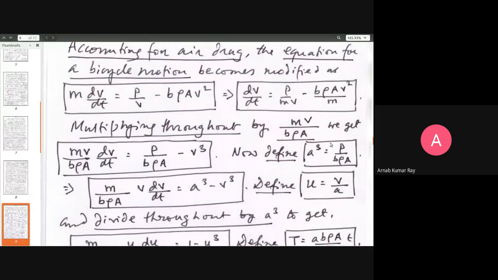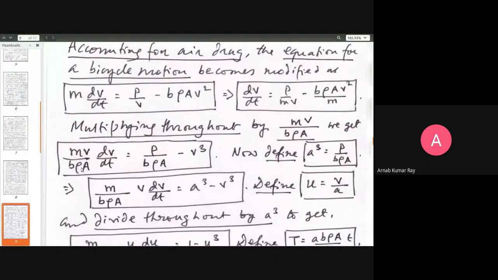Okay, what I will do now is a little modification of this equation. I want to have this v squared term without any coefficient. So I will multiply this equation throughout by mv/(b rho A). This is an autonomous equation in the form dv/dt is some function of v, but now I'm doing something else: mv/(b rho A) is the factor by which I multiply this thing.